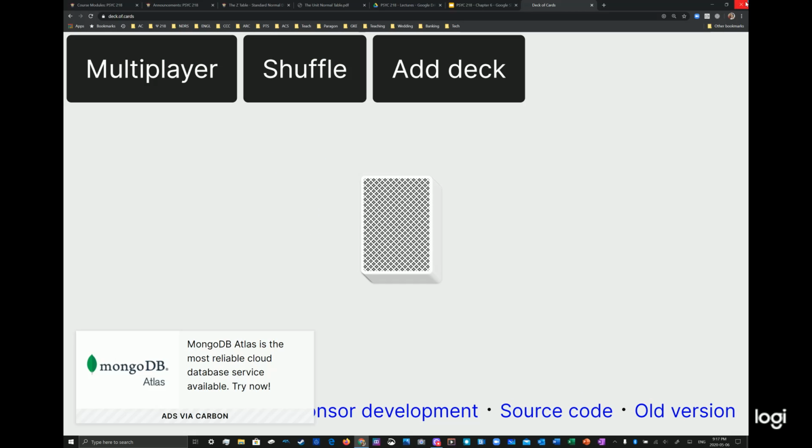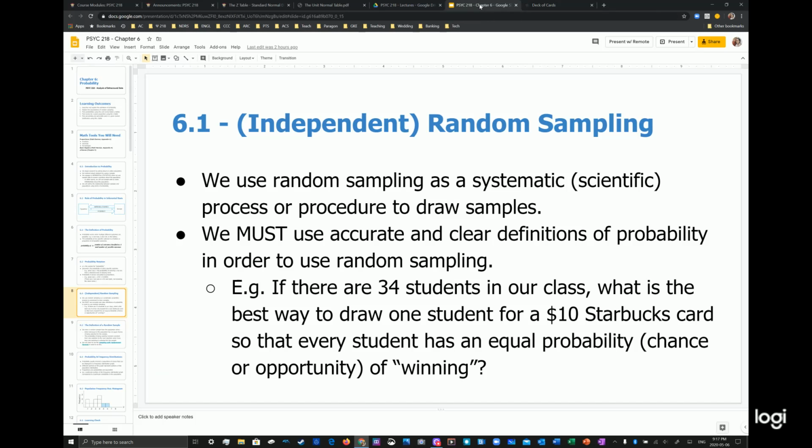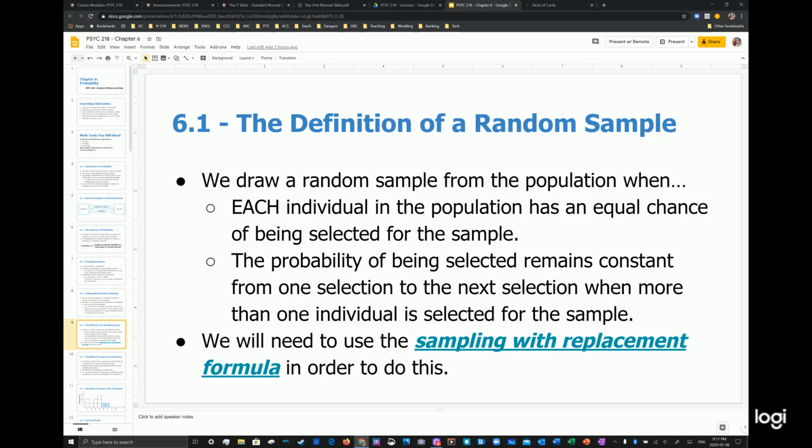So in your slides, that is the replacement formula. And that's what that slide is about. In order for each individual to have an equal chance of being selected, the number of possible outcomes must be the same for each person. And this applies to random sampling, where everyone has an equal probability of being selected.